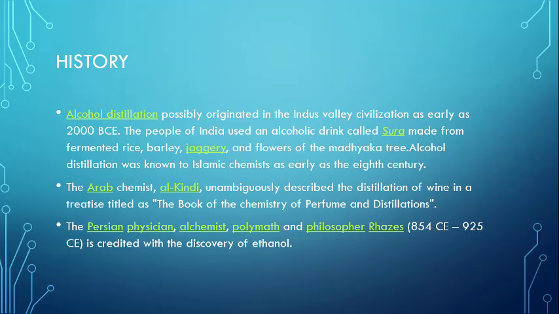History. Alcohol distillation possibly originated in the Indus Valley civilization as early as 2000 BCE. The people of India used an alcoholic drink called sura, made from fermented rice, barley, jaggery, and flowers of the Madhyaka tree. Alcohol distillation was known to Islamic chemists as early as the 8th century. The Arab chemist Al-Kindi unambiguously described the distillation of wine in the treatise titled the Book of the Chemistry of Perfume and Distillations. The Persian physician, alchemist, polymath, and philosopher Razi is credited with the discovery of alcohol.